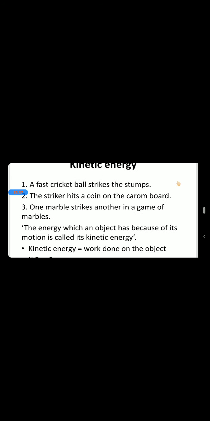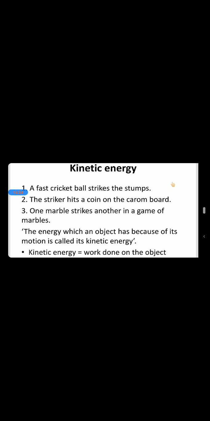Before we start with kinetic energy, we have a few examples to discuss. A fast cricket ball strikes the stump. The striker hits a coin on the carom board. One marble strikes another in a game of marbles. See, in the first example, a fast cricket ball strikes the stump. So what will happen in this case? When we throw that ball, it is in motion, and when it hits the stump, either it will fall down or it will slightly change its position. That means the energy from that ball is given to the stump.